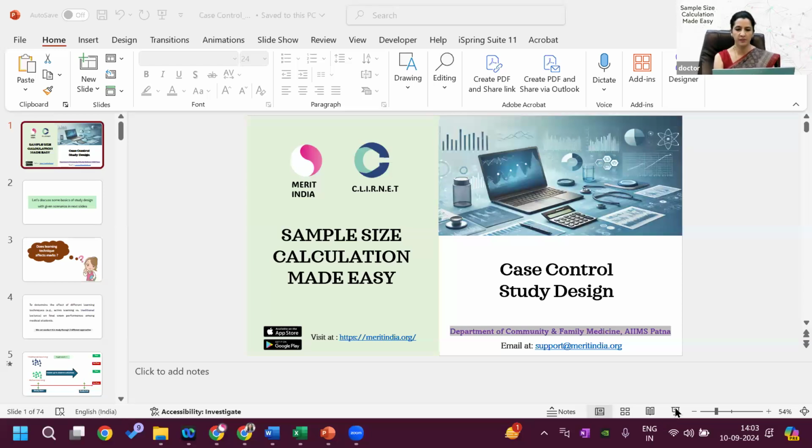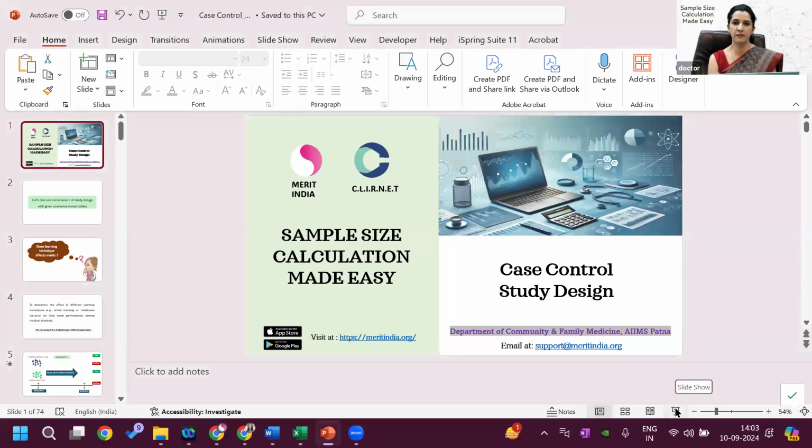So is my screen visible? A few participants were complaining that the audio is not clear and there is an echo. Am I okay in context of voice and slide sharing? Okay. Yes, ma'am. Screen visible, voice clear. Okay. Thank you, Naveen. Thank you, Akshita. Thank you, Vicky, and thank you, everyone.